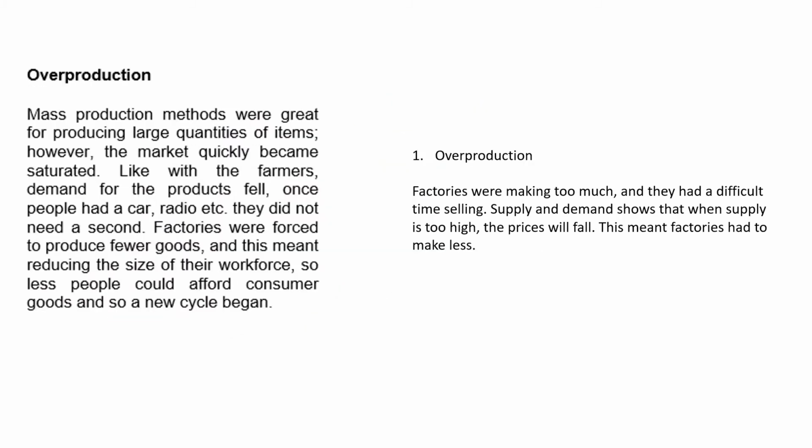In your textbook, there are three main factors, three main long-term causes of the depression. The first one was overproduction. Mass production methods were great for producing large quantities of items. That assembly line, remember, made it easy to produce many things very quickly, and that lowered the cost.